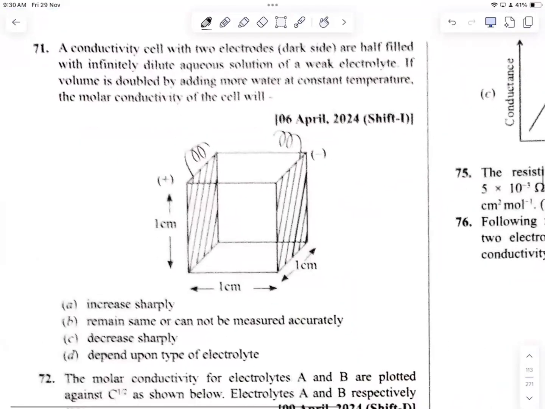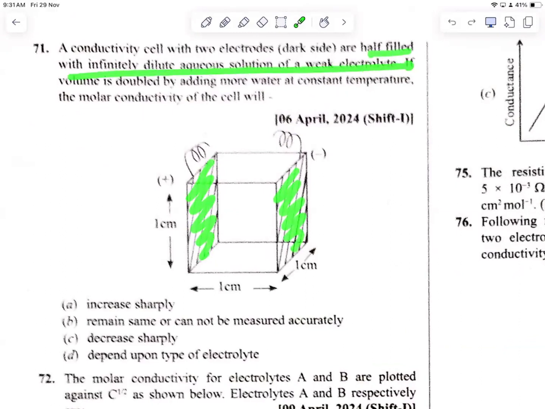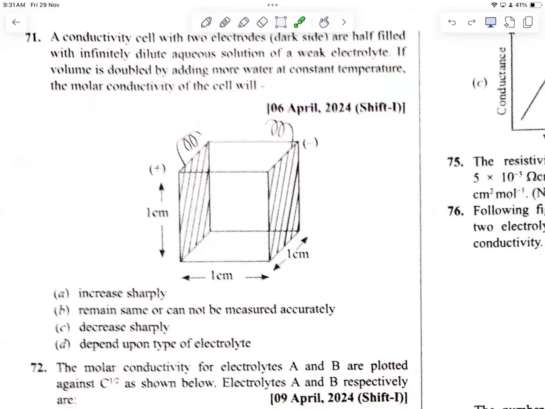A conductivity cell with two electrodes. Dark side, two electrodes. So this is the dark side we are talking about. Are half filled with infinitely dilute aqueous solution of a weak electrolyte. If the volume is doubled by adding more water at constant temperature, what will happen to the molar conductivity of the cell?